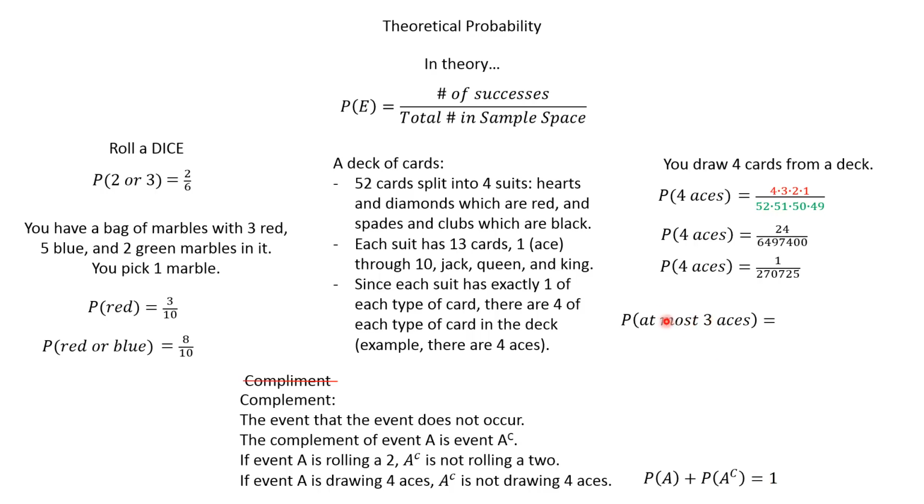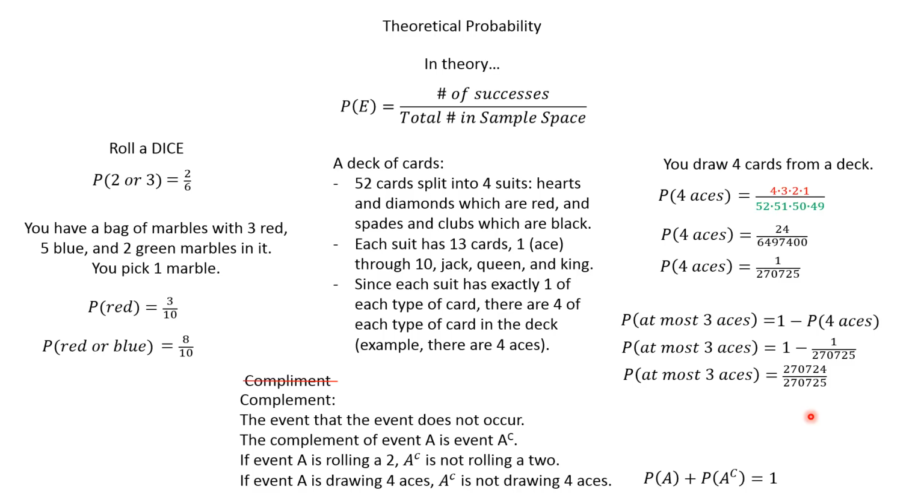So not drawing 4 aces is going to be 1 minus the probability of drawing 4 aces, which we already found, and that one wasn't all that hard to find because there's really only one way of doing it. We can't mix other cards in there. And so it's 1 minus this number. Well, we can make common denominators. 1 is going to be 270,725 over 270,725, minus 1 over that gives us 270,724 over 270,725.